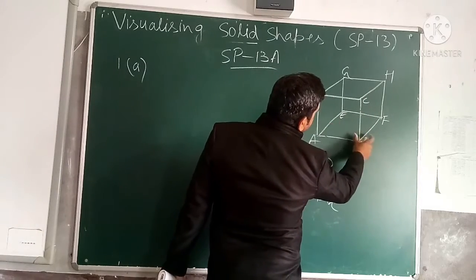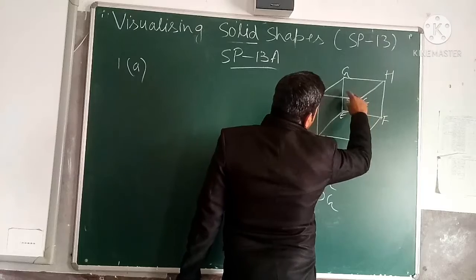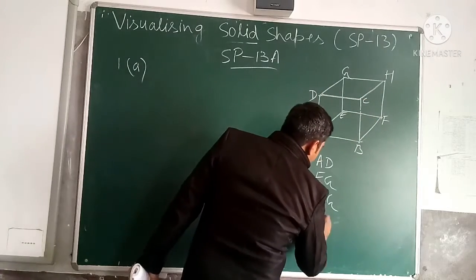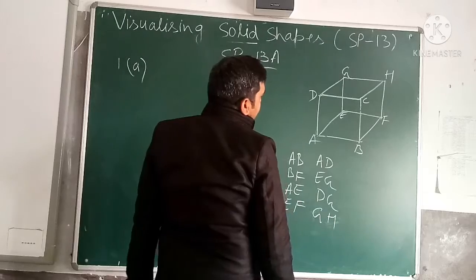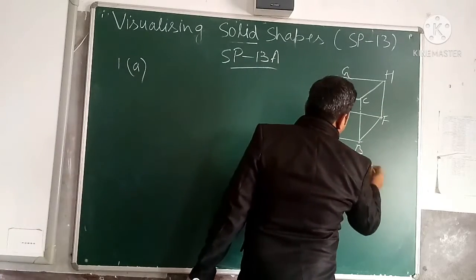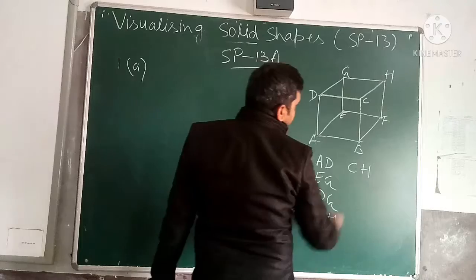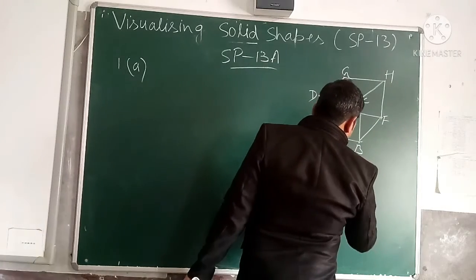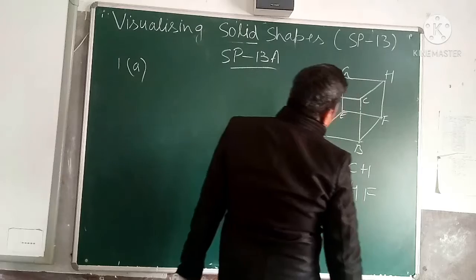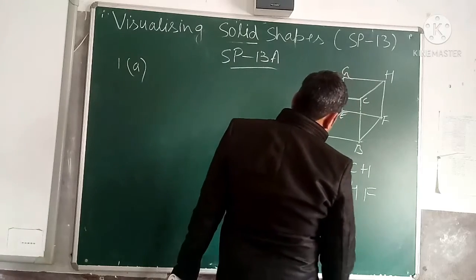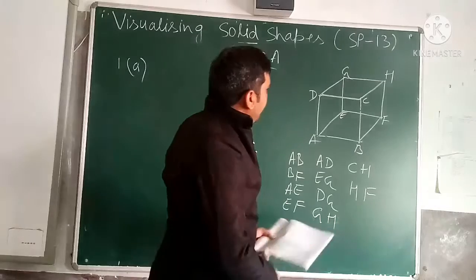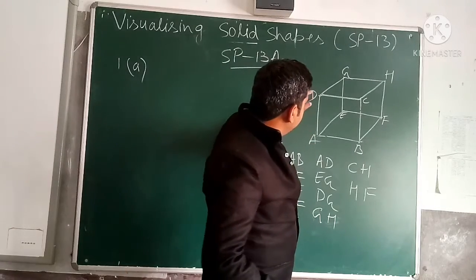This face I have taken, this face I have taken, this face I will take. That is the GH. Another is GH, CH. Now another edge is the HF. Now any other? EF we have already taken. HF, GH, or any other.